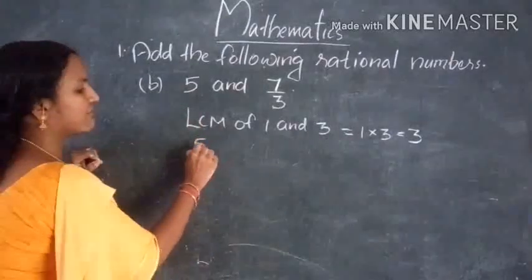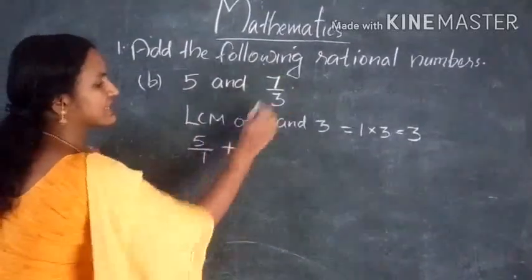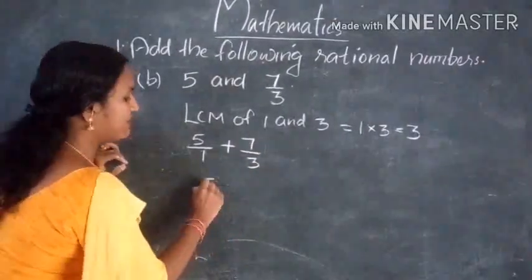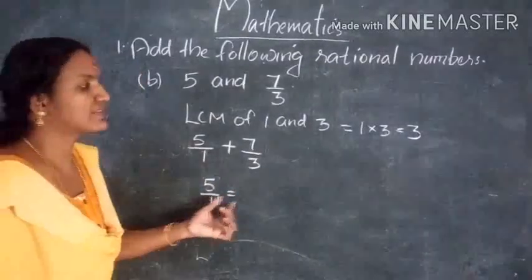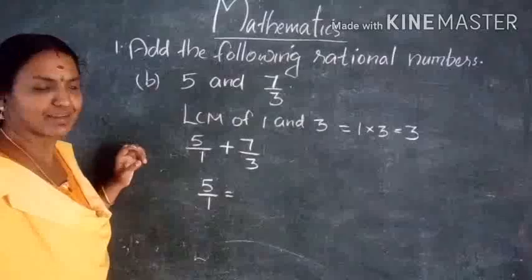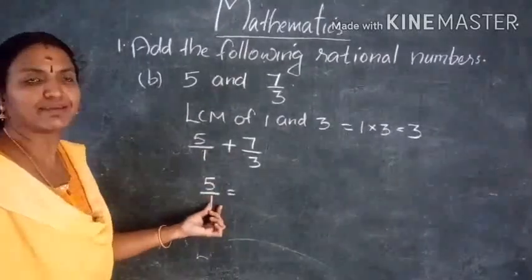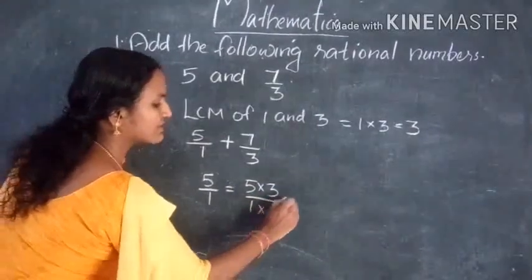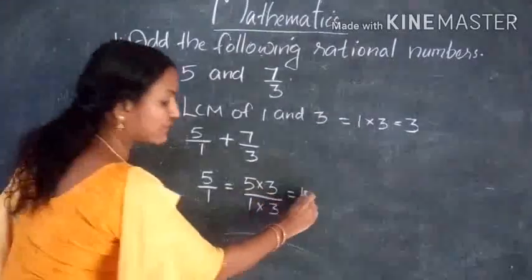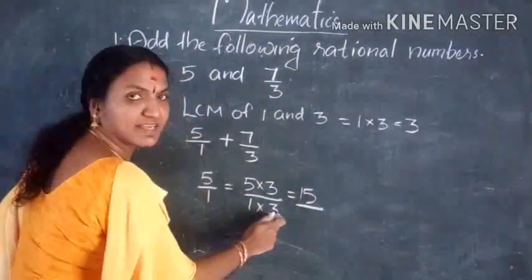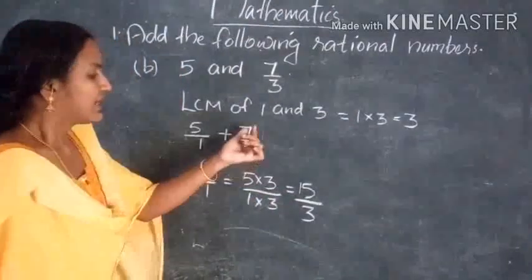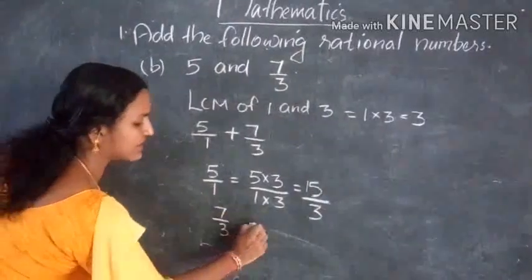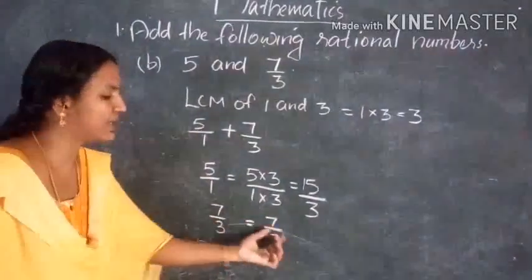So 5 by 1 plus 7 by 3. 5 by 1 is equal to, how many 1s are in 3? 3 1s are 3. So multiplying the numerator and denominator by 3, 5 into 3 divided by 1 into 3 is equal to 5 3s are 15, divided by 1 3 is 3. 7 by 3, here the denominator is 3, so we write the same number. 7 by 3 is equal to 7 by 3.